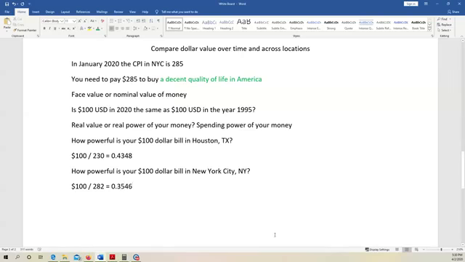So the answer is 0.3546. So you can see this number is smaller than this number, right? So that means for the same $100 bill, it is more powerful.